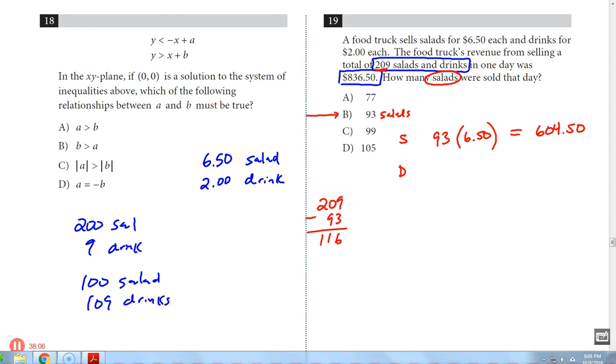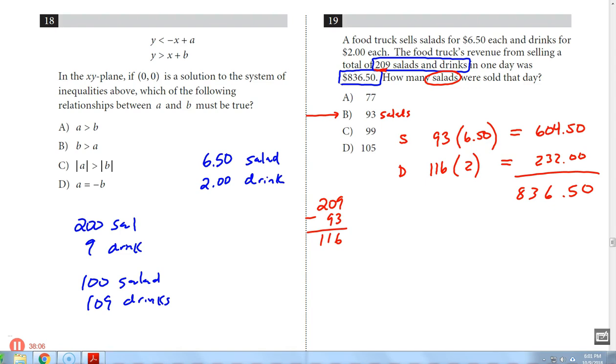116 drinks. And I'm going to multiply that out. So 116 drinks times $2 a piece, that's $232. And let's just see what that comes out to. Well, that would come out to $836.50, which, hey, I got very lucky. I plugged in the first number and I got it right. That's pretty rare. A lot of times that doesn't happen.